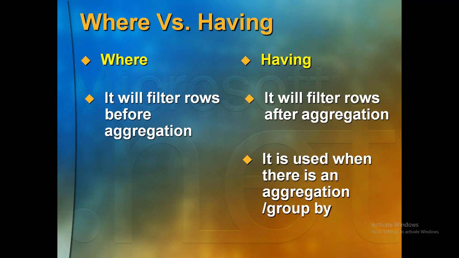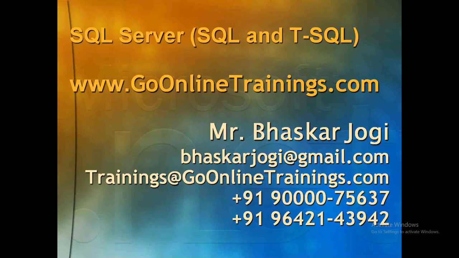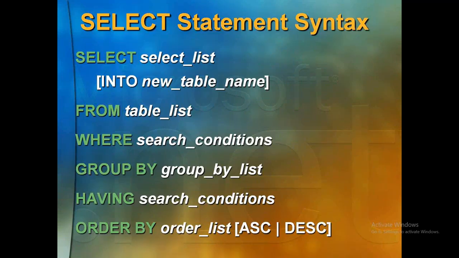Clear? So having clause should have only 5 functions: sum, min, max, average, count star. Only these have to be there in the having clause. So not having product equals to FD. Like that you must not write in your having clause. Clear, guys? And this is the complete syntax of query.